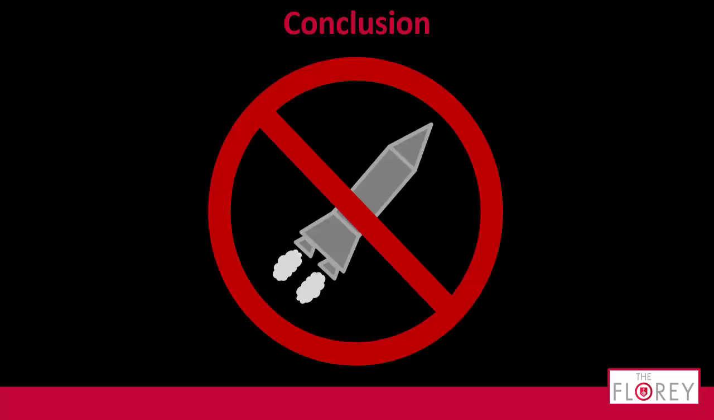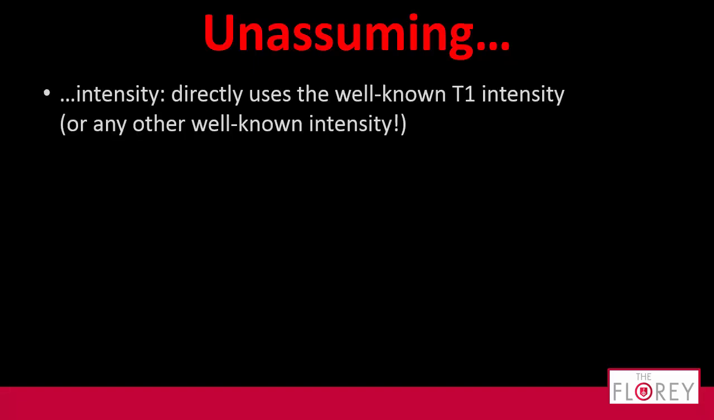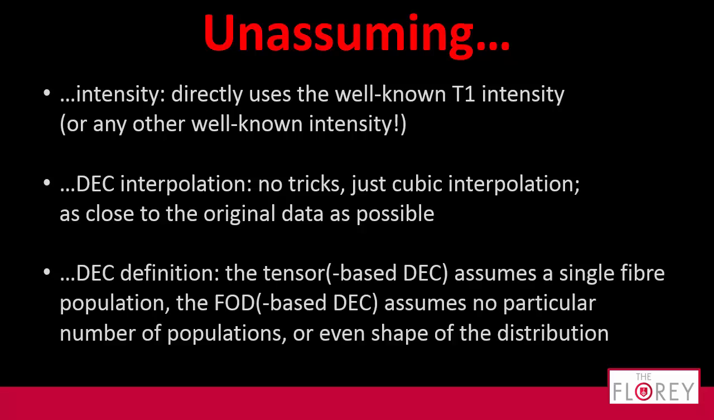Finally, as you know, this was not rocket science. This was deliberately very unassuming in 3 or maybe even more ways. 1, the intensity, simply the map that you used. That's not confounded, you keep that. The DEC interpolation, no tricks, used in this case cubic interpolation, and for good reasons if you want to ask. And this is very close to my original data, not confusing at all. No learning, no nonlinear transfer functions, nothing of that, on purpose.